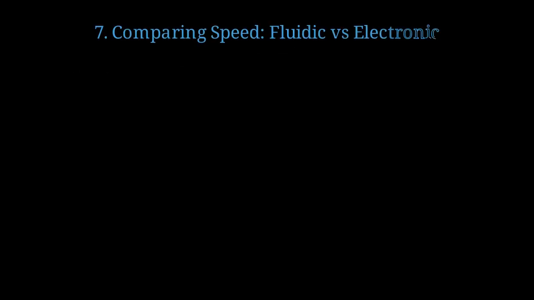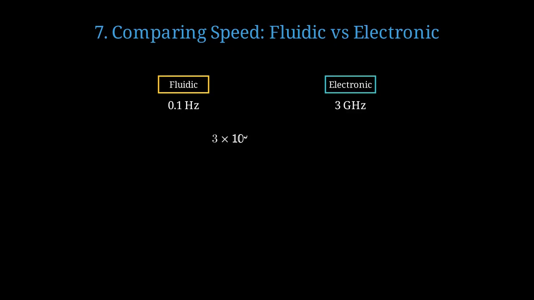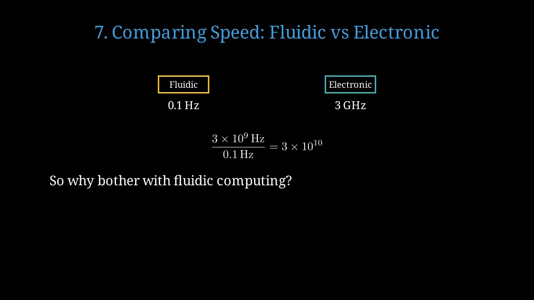How does fluidic computing speed compare to traditional electronic computing? Fluidic gates operate at about 0.1 Hz, processing one operation every 10 seconds, while modern electronic processors run at 3 GHz, billions of operations per second. The speed difference is 3 GHz divided by 0.1 Hz, which equals 30 billion times faster for electronics. You might wonder, if fluidic computing is 30 billion times slower, why would anyone pursue it?